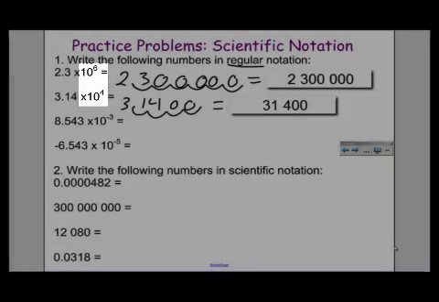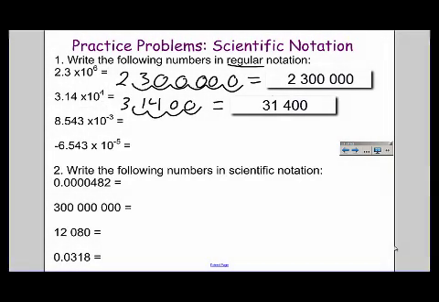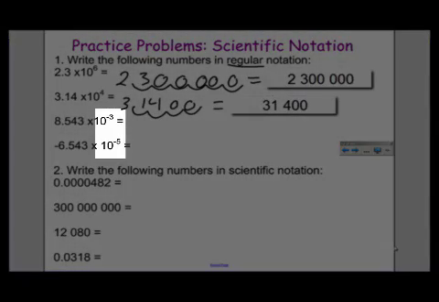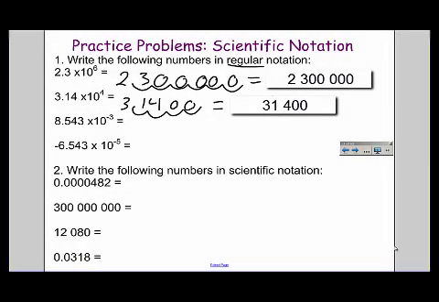If we take a look at our next 2 numbers that we're going to practice, they are 8.543 times 10 to the negative 3 and negative 6.543 times 10 to the negative 5. Those are both negative exponents, so that means that we're going to make those numbers smaller. So again, same thing.